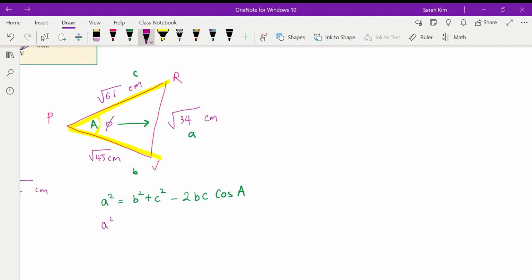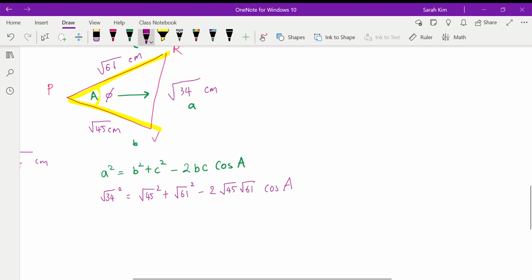So A squared, I should be able to write 34 squared equals 45 squared plus 61 squared. Take 2, 45, 61 cos of angle A. Alright, so this just turns into 34. This turns into 45. These cancel out. 61. And then it's just 2 square root 45 square root 61 cos A.